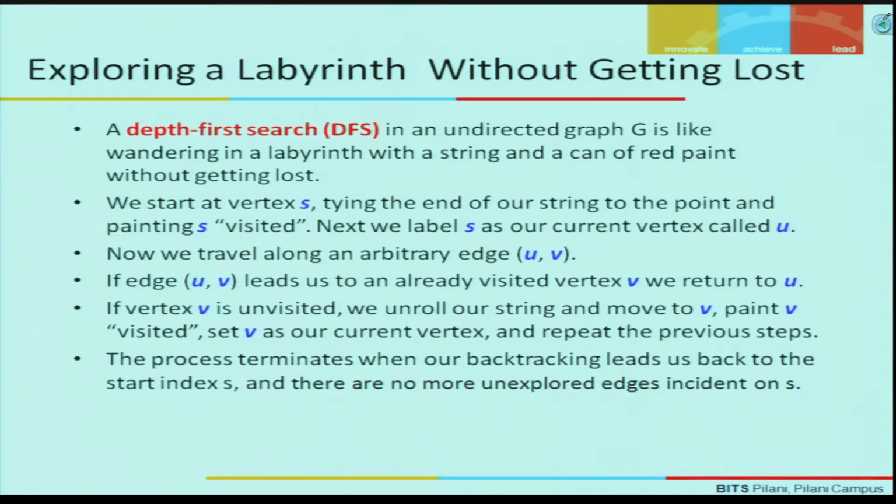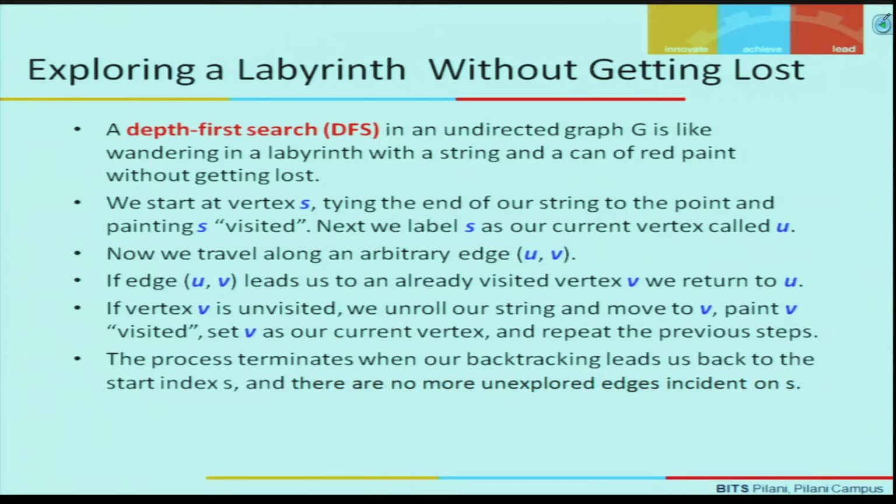Next, we label S as our current vertex called u. Next, we travel along an arbitrary edge u v. So, u is just a labeling of S to make the procedure easy to write. We are starting at S, marking it visited, and calling it u just to indicate that this is the current vertex where we are. So, the current vertex is going to be denoted by u. At the initial point, u is equal to s.